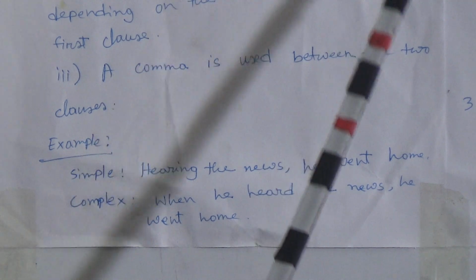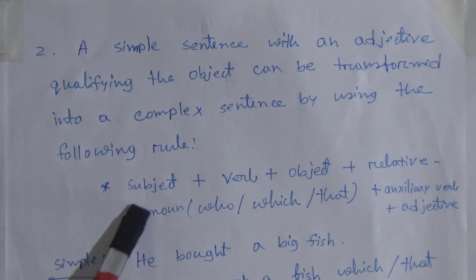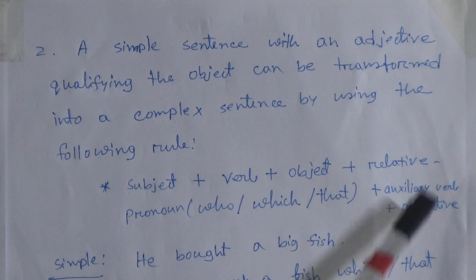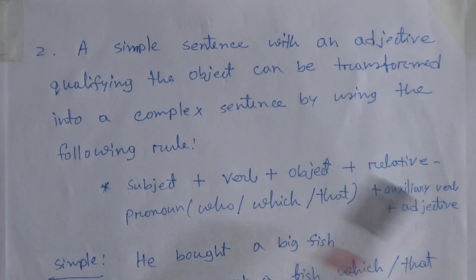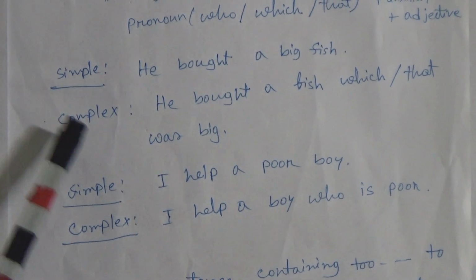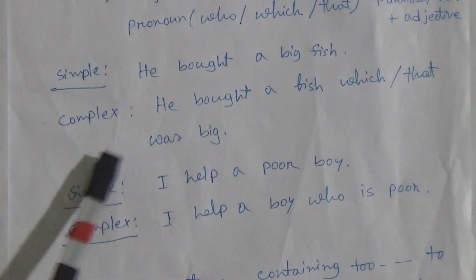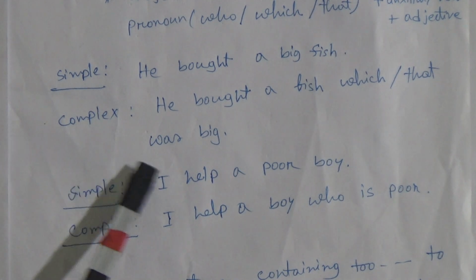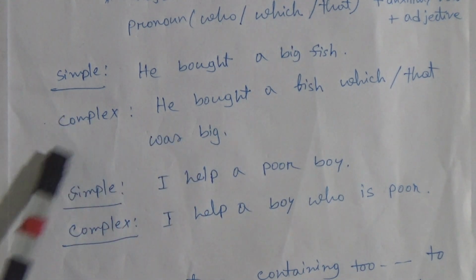Look here, another rule, a simple sentence with an adjective qualifying the object can be transformed into a complex sentence by using the following rule. Here look, subject plus verb plus object plus relative pronoun, for example who or which or that, plus auxiliary verb plus adjective, okay. Now I am going to say an example. In simple sentence, he bought a big fish. Look dear students, if you transform it into complex sentence, then you have to write it like this way. He bought a fish which or that was big, okay. So as per our rule, you have to transform it like this way.